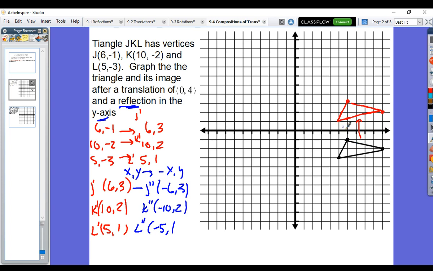So let's see what happens. That should flip over this way since it's a reflection. Let's look how that looks. So we're at -6, 1, 2, 3, 4, 5, 6, +3, 1, 2, 3, -10, 2, and then -5, 1, 2, 3, 4, 5, +1. Look at that.